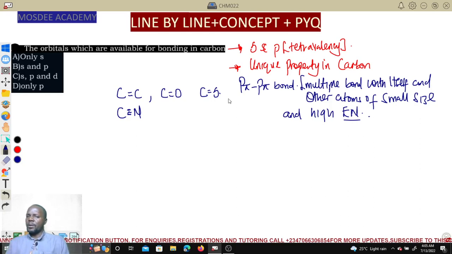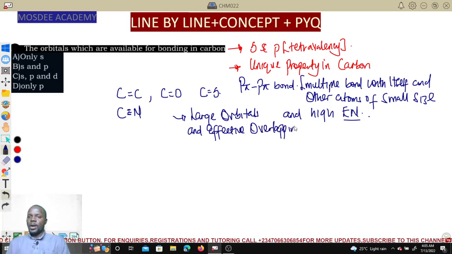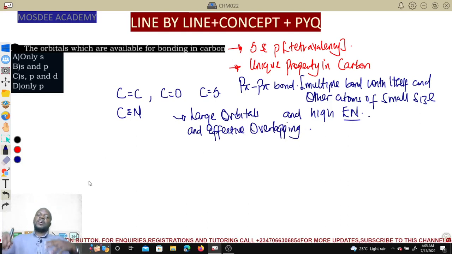So this unique property of carbon is not common to silicon, germanium, tin and lead, because their orbitals are too large. Because of the large orbitals, they don't form P-pi-P-pi bonds. Large orbitals and ineffective overlap. So what I'm saying in essence, my dear student, is keep it in mind.